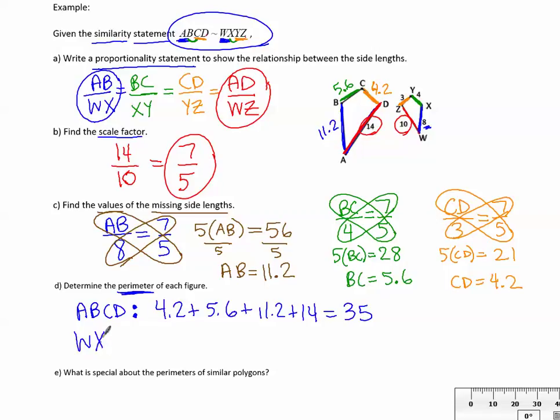Let's do W, X, Y, Z. Again, starting with the smallest and ending with the biggest, just to keep track. 3 plus 4 plus 8 plus 10, and that equals 25.